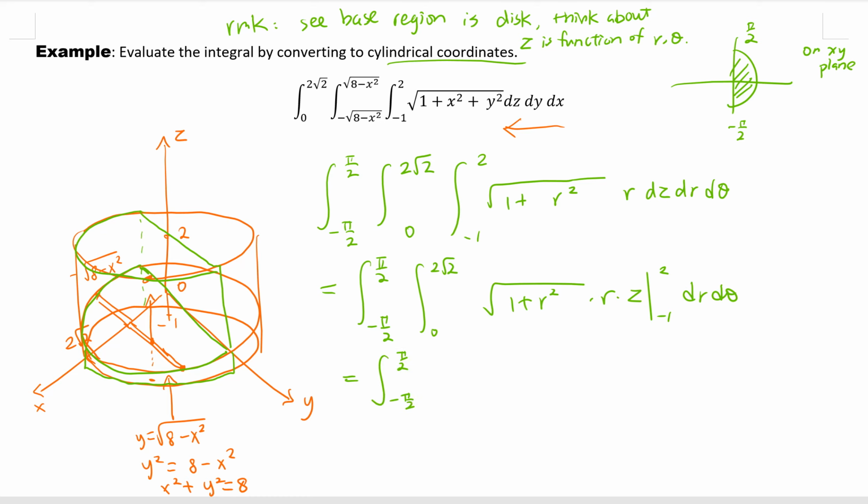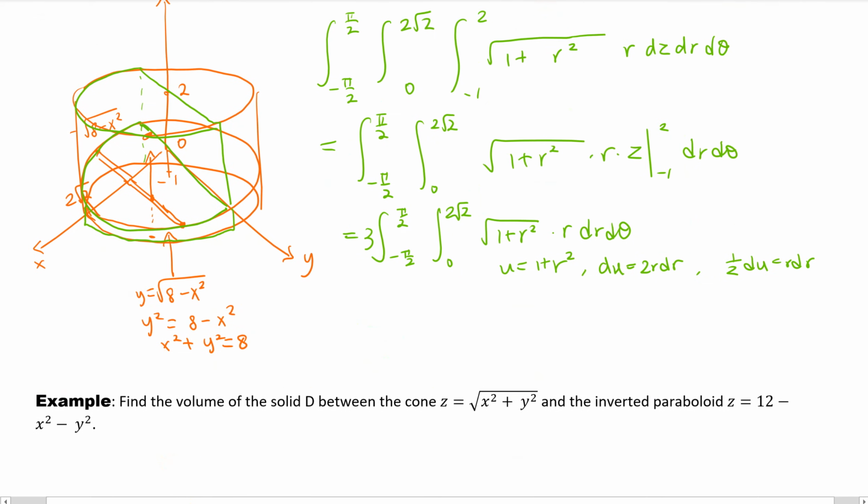And well, that's the same as 2 minus negative 1, which is 3. We can pull the 3 out. And then we have the integral of 2 square root 2 of 1 plus r squared, r dr d theta. We can then use u substitution. Let u be the expression inside the square root. Then du equals 2r dr, so r dr equals 1/2 du. So far so good, everybody?